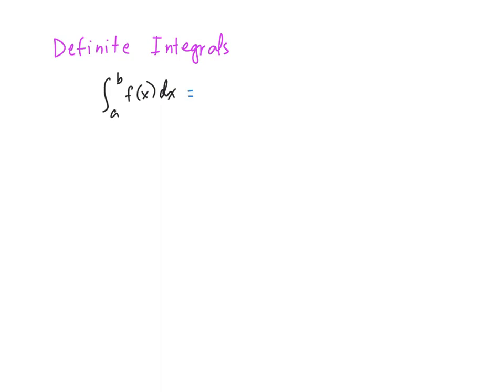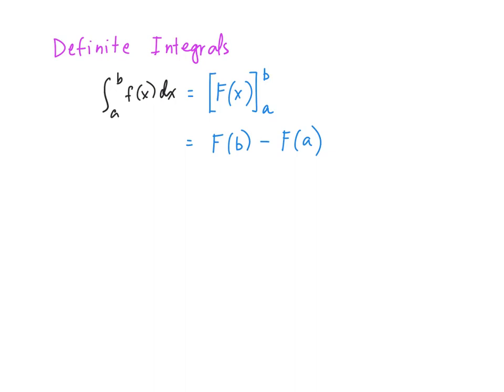So the first step is to integrate f of x using the appropriate technique. The result will still be a function. I'm going to call that function big F of x. The next step is to evaluate this function for x is equal to b, then x is equal to a, and then subtract the second resulting value from the first. So that will be evaluate F of x for x is equal to b minus evaluate the function for x is equal to a.